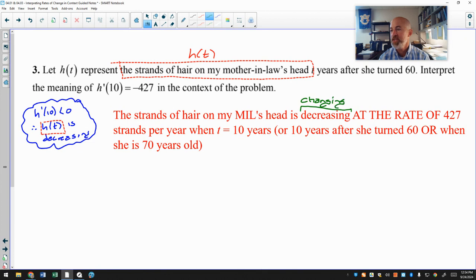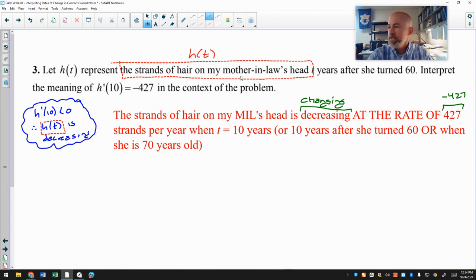And if I say changing, then 427 wouldn't be good enough because a change could be an increase or a decrease. So if I wanted to say the strands of hair is changing, I then need to say at the rate of negative 427. So if you want to go that route, you can do that as well. I kind of go back and forth. I personally like the decreasing at the rate of 427, but I don't feel very strongly about that at all.